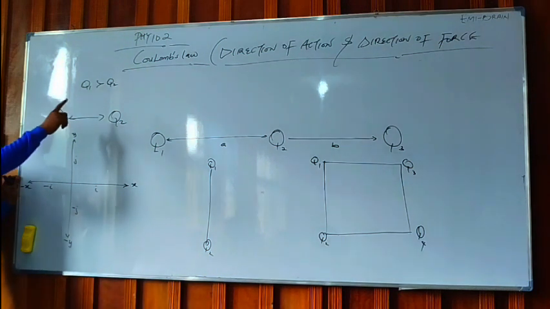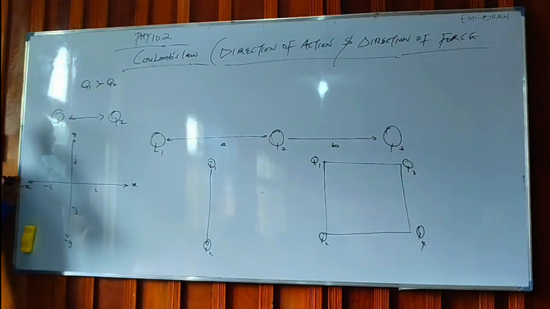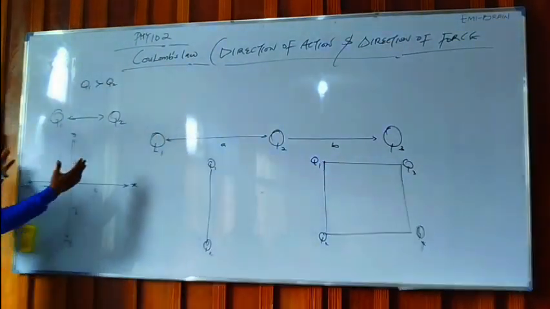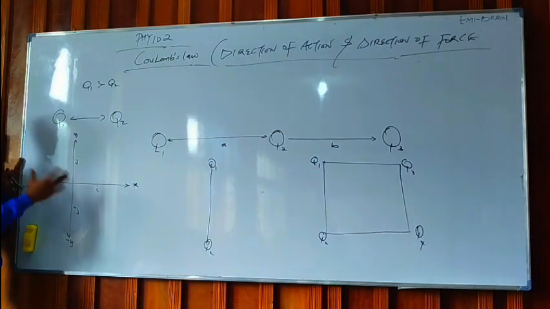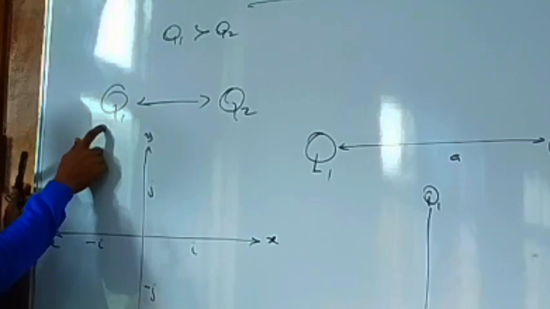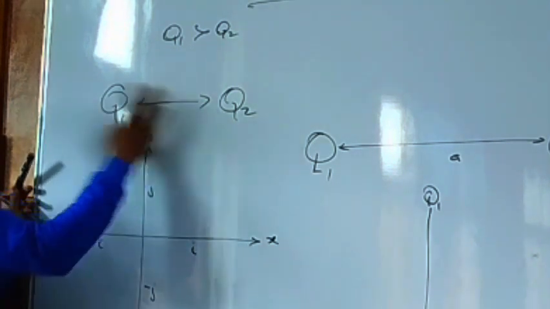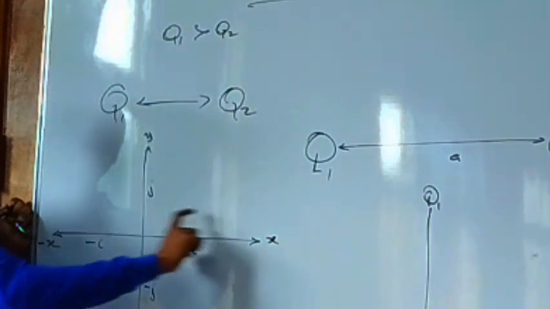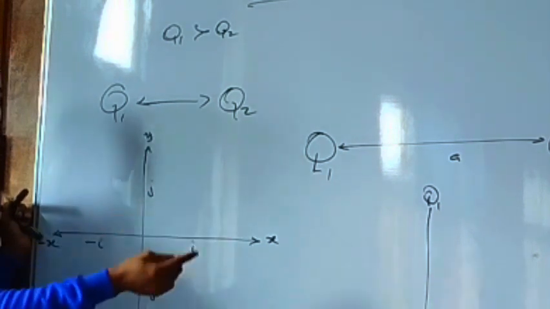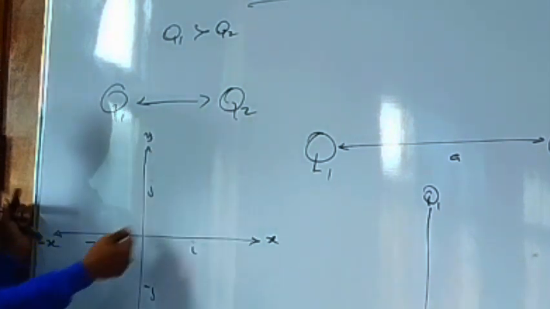I'm trying to explain what we call direction of action. There's always a direction of action when 2-point charges or 3-point charges are kept in a system. If I have 2-point charges, Q1 and Q2, these two charges lie on the x-axis, isn't it? Then they say, what is the direction of action of charge 1? The answer is what?